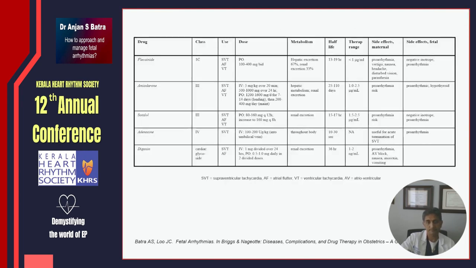At the very end, I'm going to put some references. This is for management of fetal arrhythmias: the different drugs, what class, for what arrhythmias we use them, the doses, what half-lives. This is a good table to keep with you for reference if you need to look it up, because it's very hard to memorize all of these, but it's a good reference to keep with you when using these drugs.